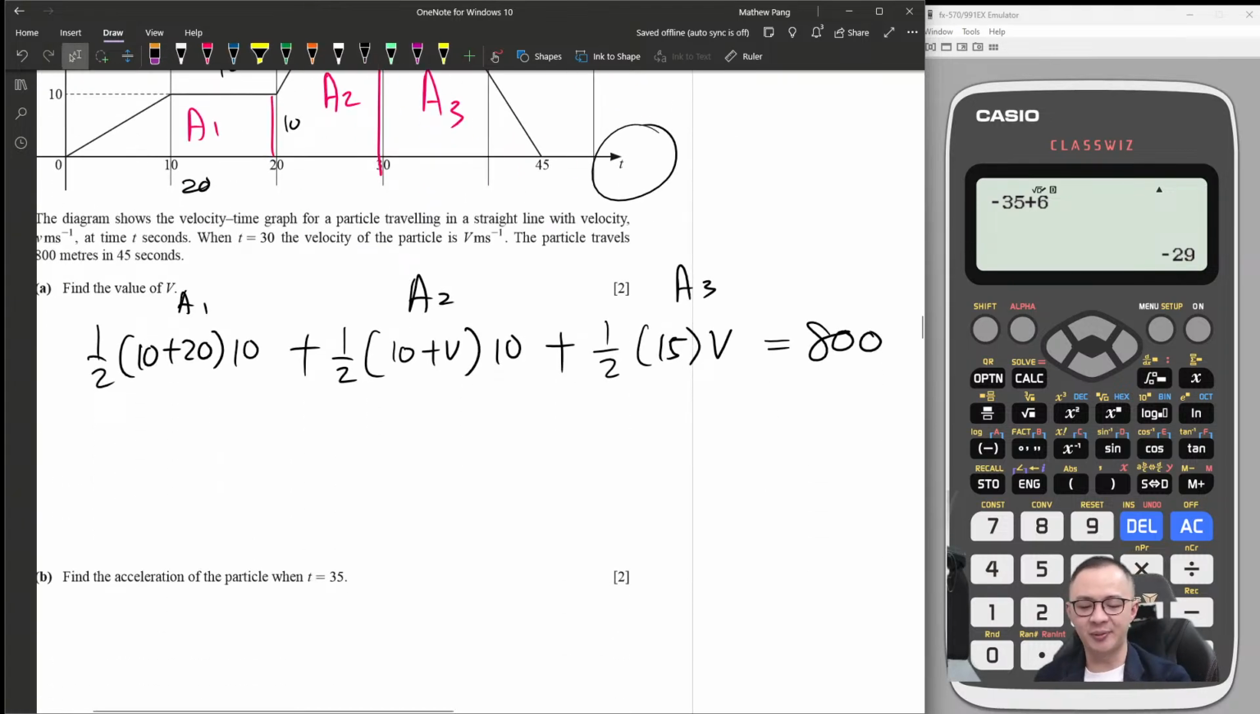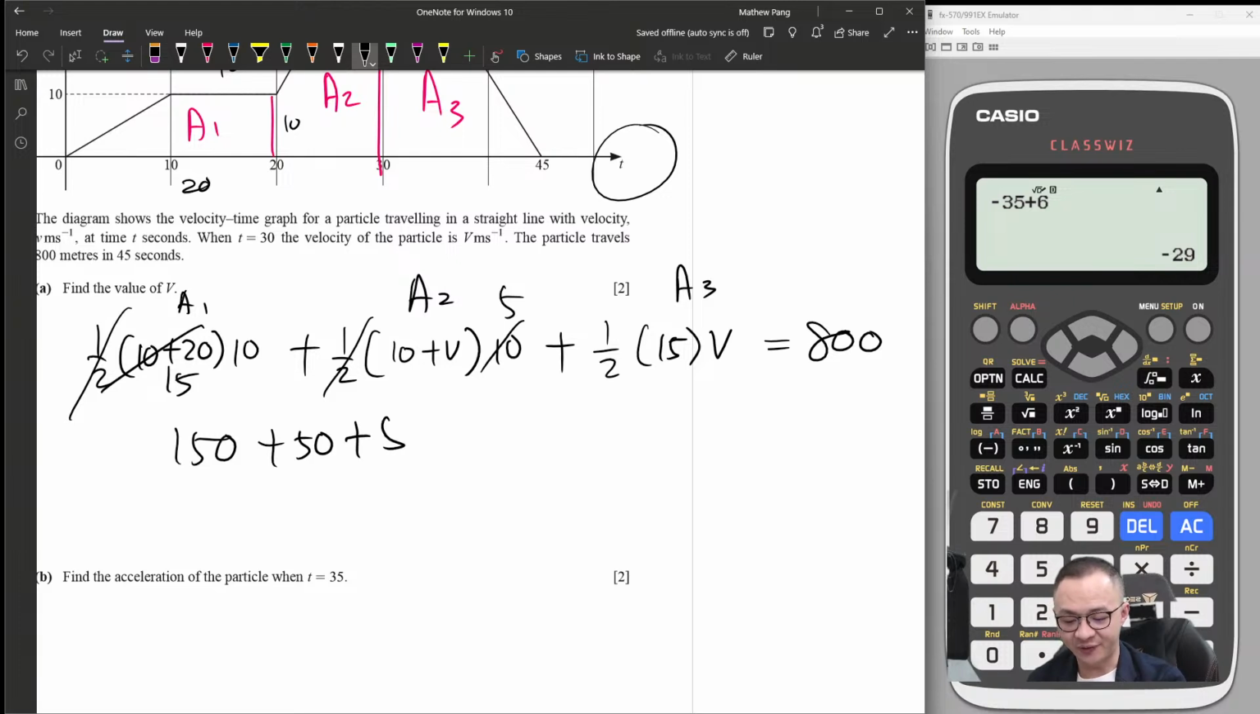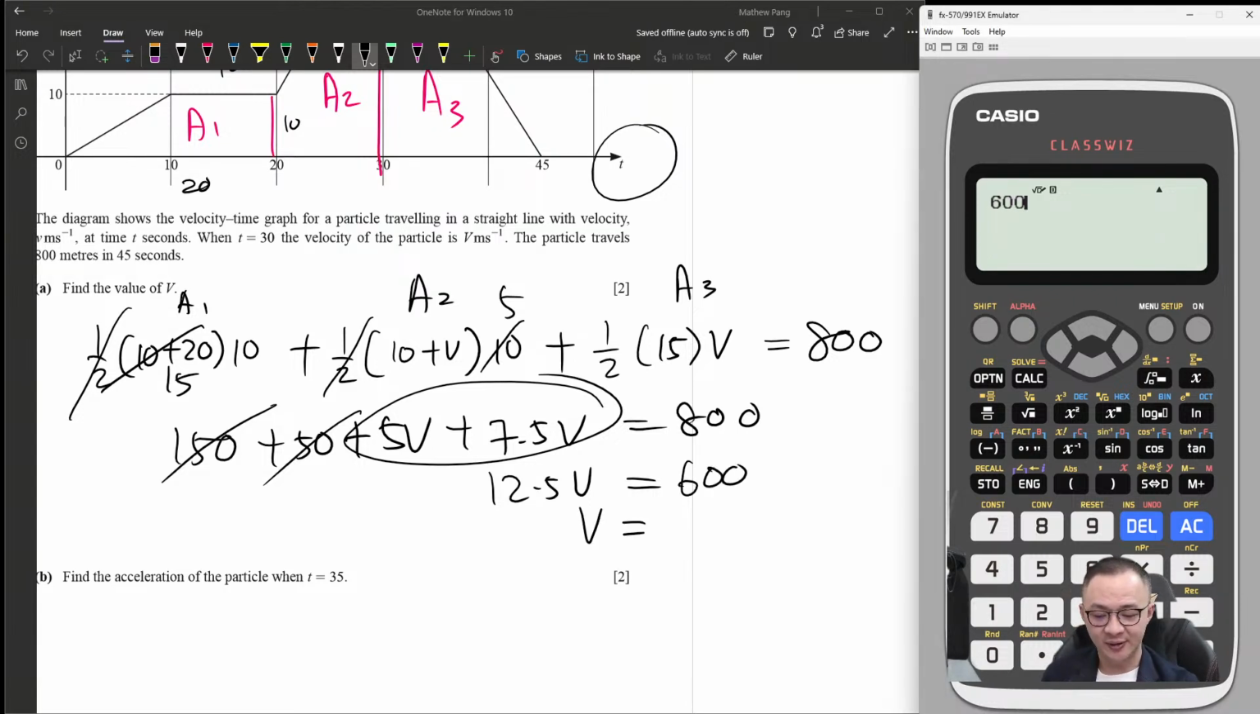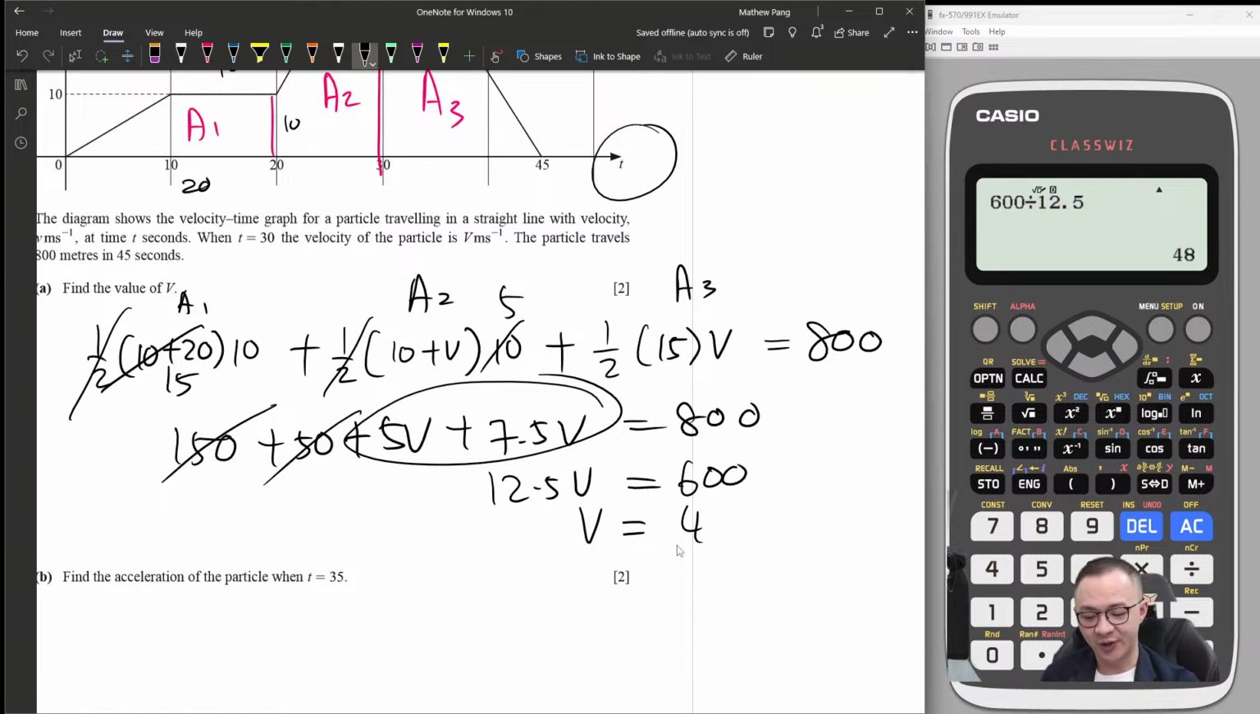So I solve this, and I should be able to get my v. This one I solve as 15 times 10 is 150. This one is 5 plus 50 plus 5v. This one is 15 over 2, which is 7.5v, equals 800. These two I add together is 12.5v. These two I move to the other side: 800 minus 200 is 600. So I get my v here. 600 divided by 12.5 is 48. If you want to write the unit, we write meters per second.